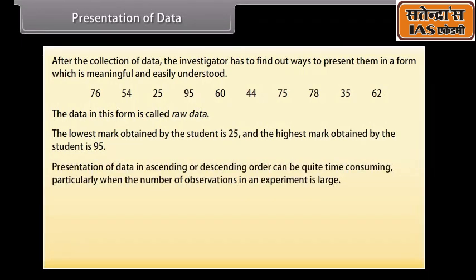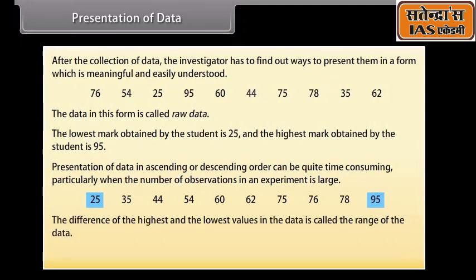Presentation of data in ascending or descending order can be quite time-consuming, particularly when the number of observations in an experiment is large. So this is the ascending order. Now we can clearly see that the lowest marks are 25 and the highest marks are 95. The difference of the highest and the lowest values in the data is called the range of the data. So the range in this case is 95 minus 25, which is equal to 70.